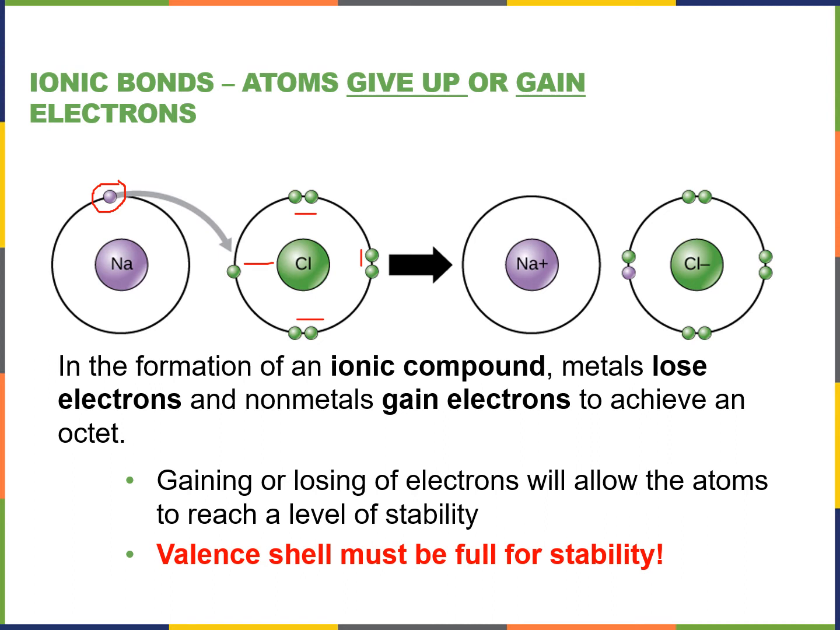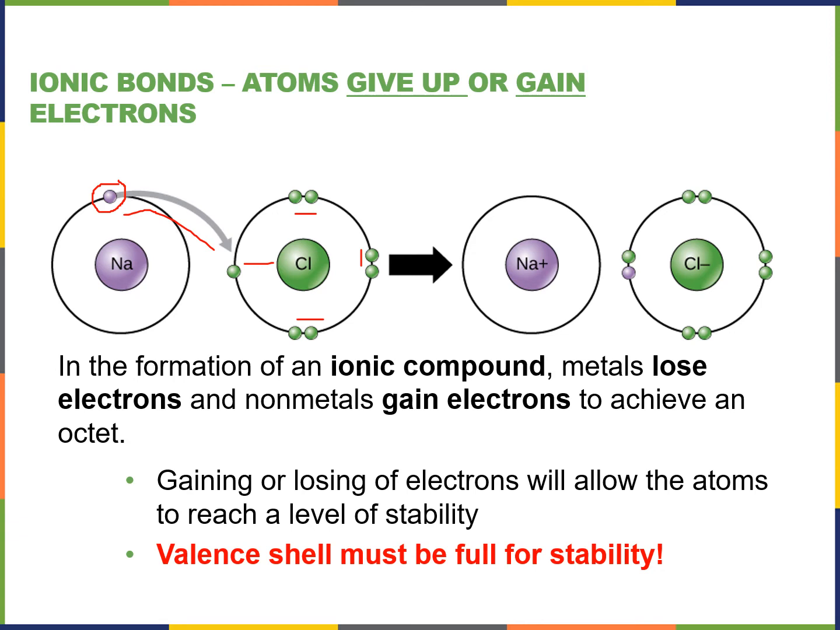Sodium and chloride come into close proximity. What's going to happen? Chloride, being much bigger, is going to strip away this 1 electron. This 1 electron that we see right here is going to get pulled over and is now going to be in orbit around chloride. What does this do? Well, sodium's outer shell is now empty.